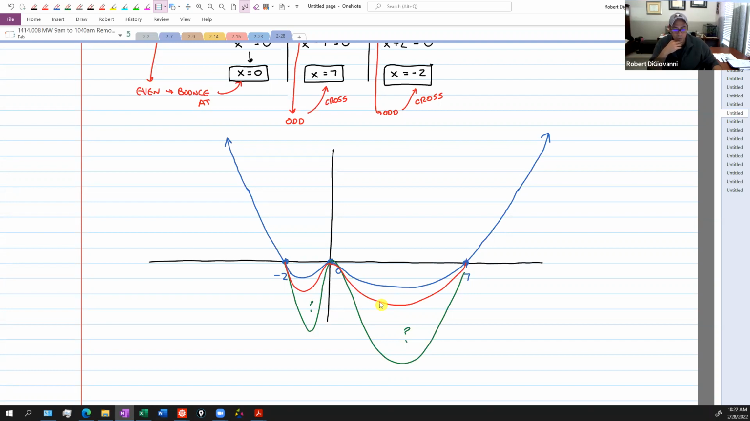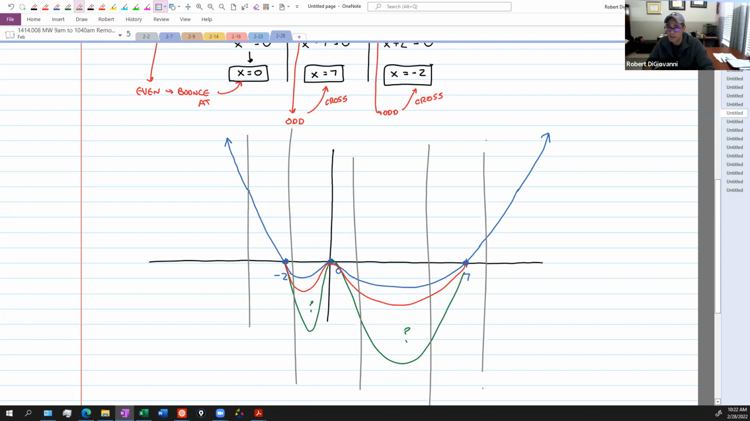So everyone's graph is going to look a little bit different, all right? But we should all have the same x-intercepts. We should all have the same bouncing and crossing, and we should all have the same end behavior, all right? And don't forget, your graph needs to be a function, like it needs to pass the vertical line test. So when you're done drawing your picture, make sure you have a function there.